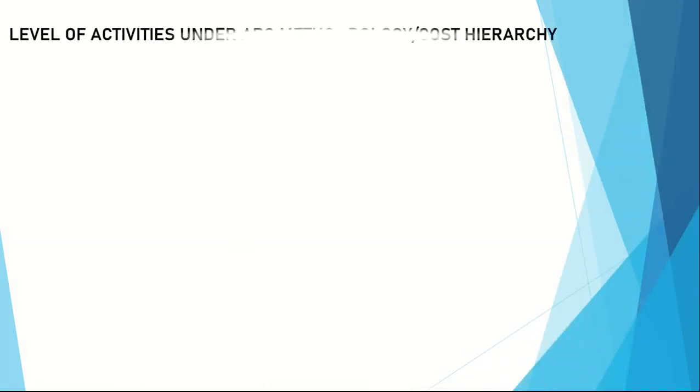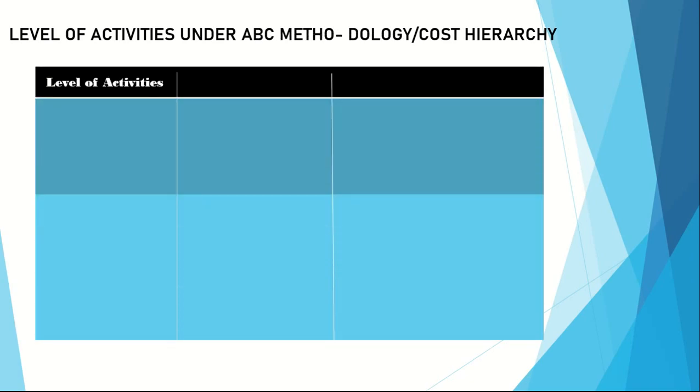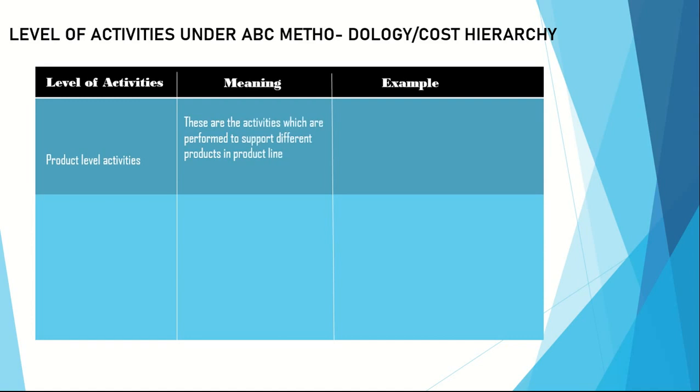Product level activities. These are the activities which are performed to support different products in the product line. Example: designing the product, producing parts specifications, keeping technical drawings of products up to date.